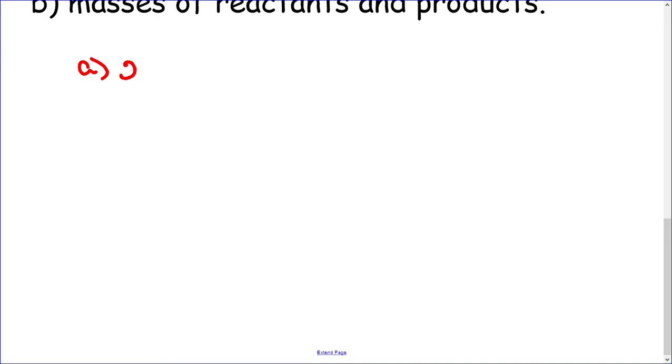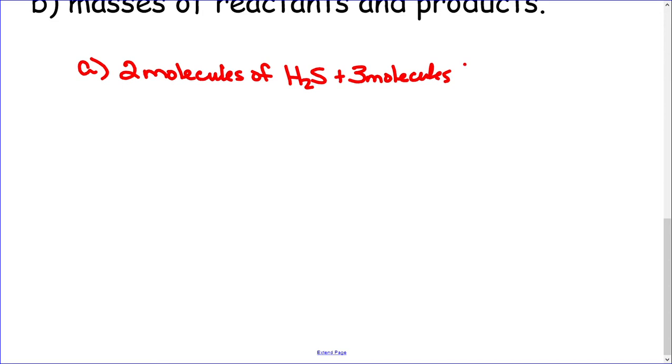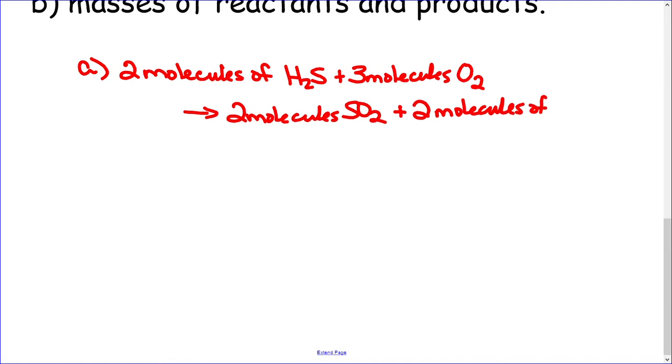So we have 2 molecules of H2S, and we're going to add that to 3 molecules. So if you notice, I'm just using the coefficients here because they're just stating how many molecules of the compound we have. 3 molecules of O2. And then that's going to give us 2 molecules of SO2 plus another 2 molecules of H2O.